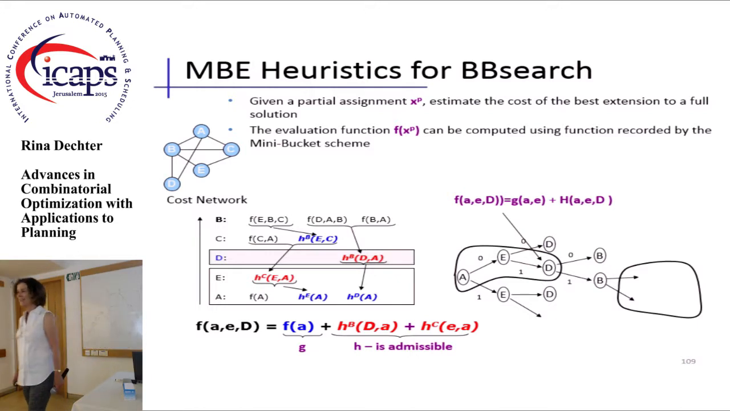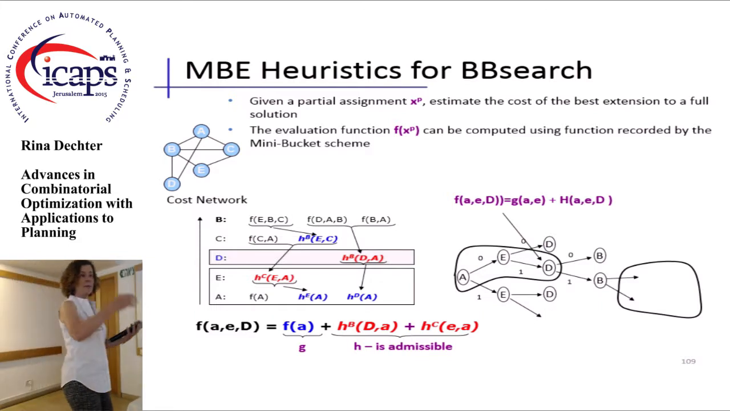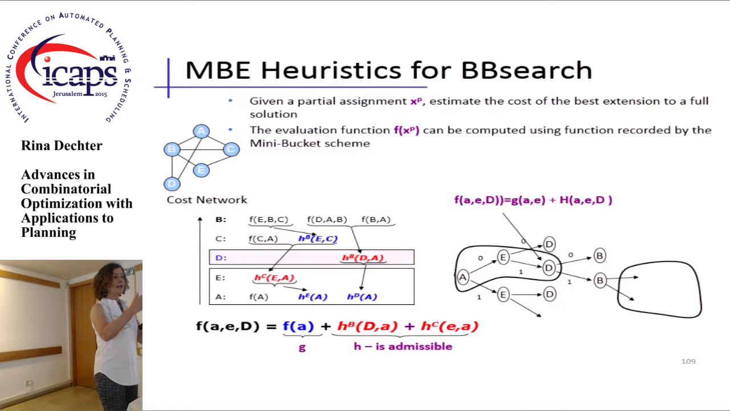I'm not sure I explained it very clearly. Let me recap. The idea of mini bucket is that because we partition at each point, we are getting a lower bound on the cost to go. Because the exact function is the exact cost to go, if we are partitioning, we are getting a lower bound on the cost to go. So we just need to have an understanding that these functions are tables.